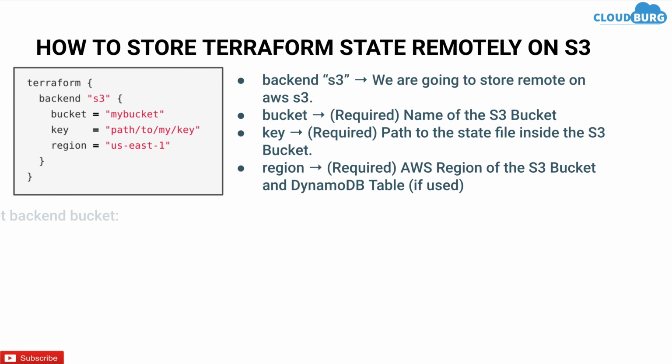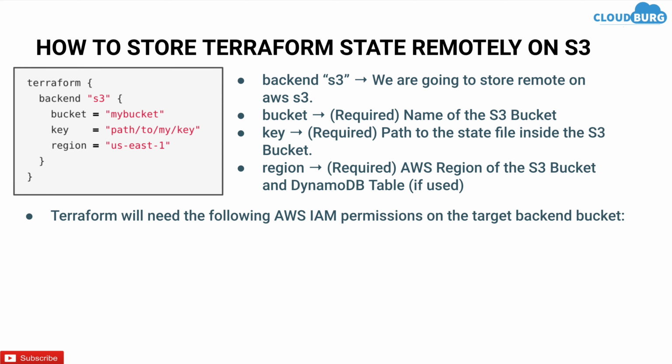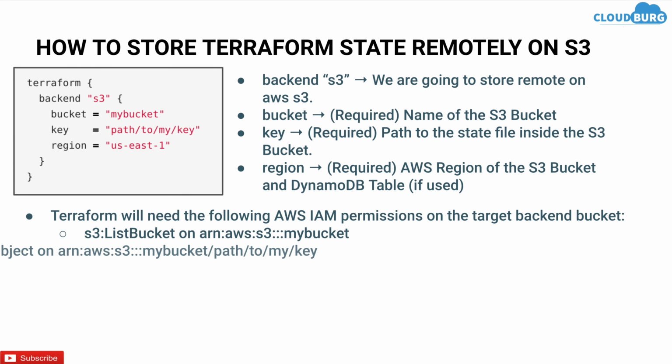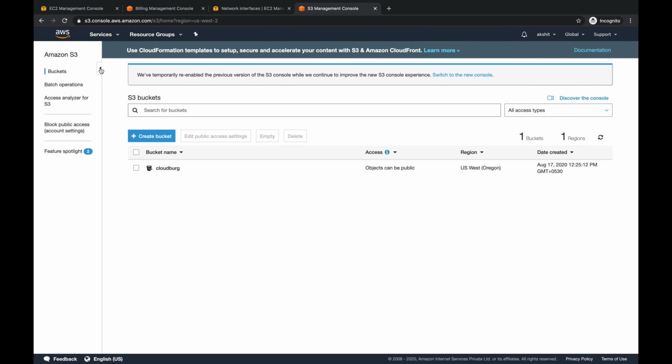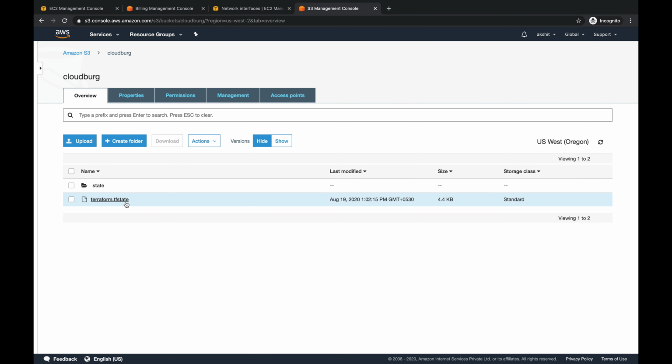Terraform will need the following AWS IAM permissions on the target backend bucket. One is to list the bucket, to get the bucket, and to make changes to the bucket, put bucket. So let's see the demo of how to store Terraform state remotely on S3. One S3 bucket, because we will be storing the Terraform state to S3. So here I have created one bucket with the name CloudBug, which has this file terraform.tfstate.